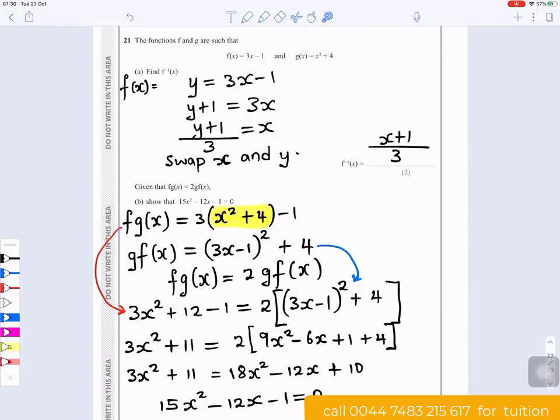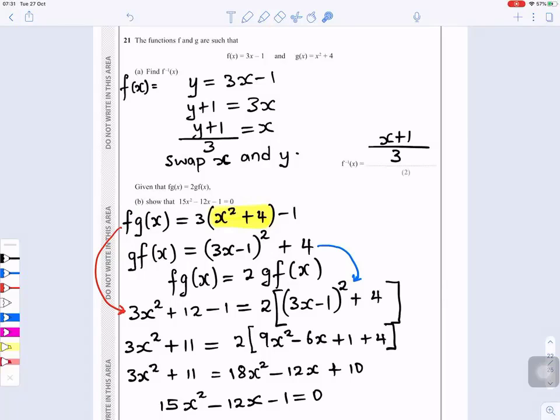Make x the subject, and then you swap it at the end. And the inverse means a reflection in the line y equals x. Given that fg of x is equal to 2 gf of x, show that 15x squared minus 12x minus 1 equals 0. This is part B.